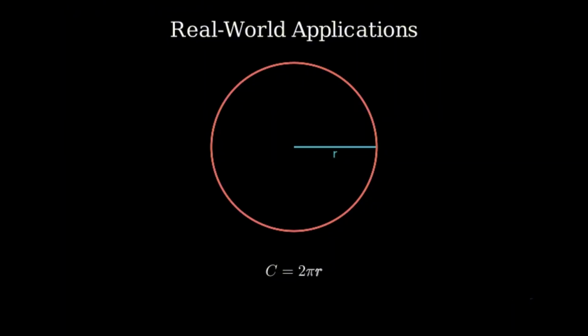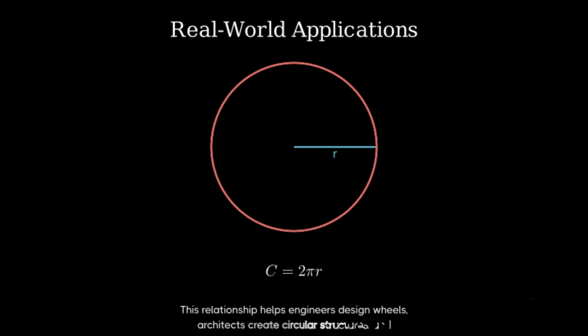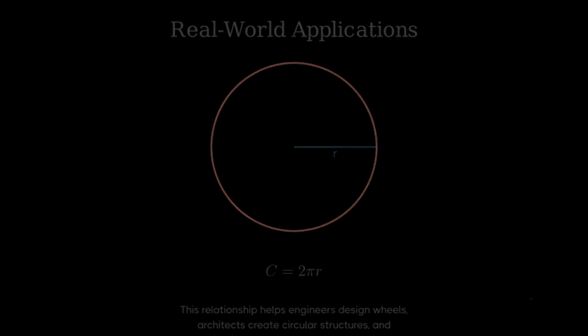This means that for every circle, the ratio of circumference to diameter equals pi. This special number, approximately 3.14159, appears naturally in this relationship. This beautiful relationship between radius and circumference has countless practical applications. Engineers use it when designing wheels, gears, and circular components. Architects rely on it when planning circular structures like domes and arenas. Scientists apply it when calculating orbital paths of planets and moons.